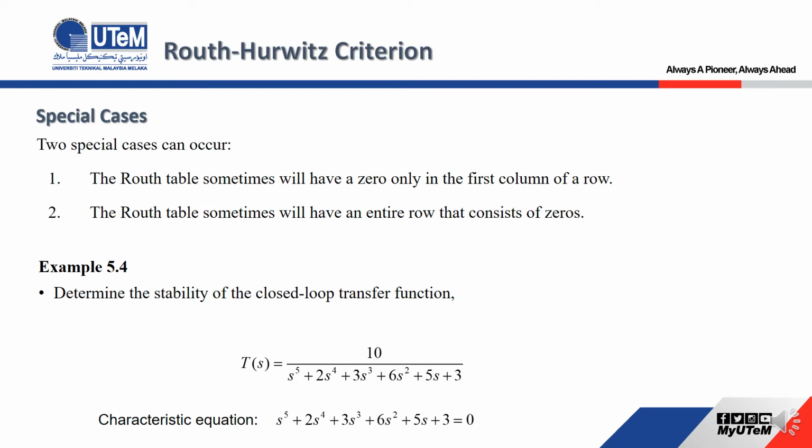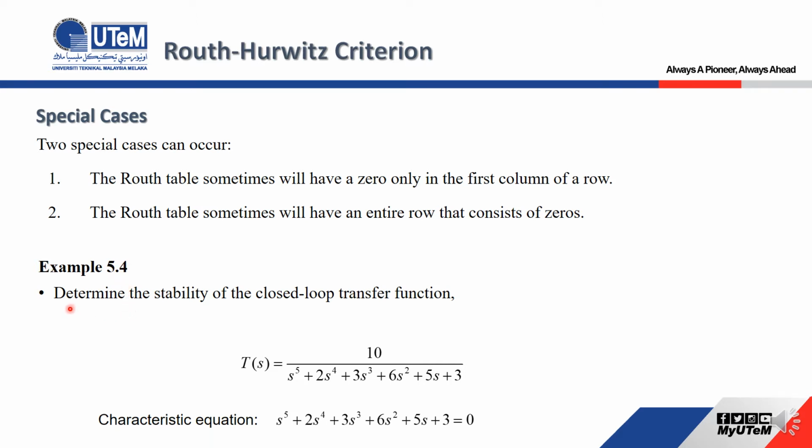The first case is that the Routh table sometimes will have a zero only in the first column of a row. And the second special case is that the Routh table sometimes will have an entire row that consists of zeros. So let us look at them one by one. For the case number one, we can see this Example 5.4.